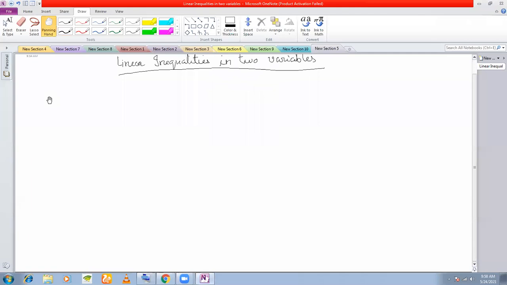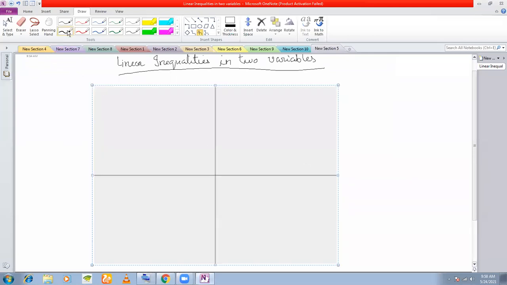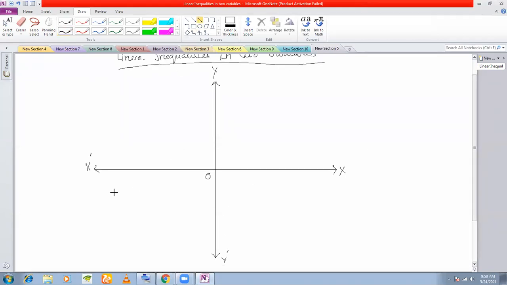The first thing that you need to know before I start with linear inequalities in two variables is that if you have your x and the y axis, and I have a straight line, say like this, then this straight line divides the entire xy plane, the entire graphical plane, into two parts. What parts?